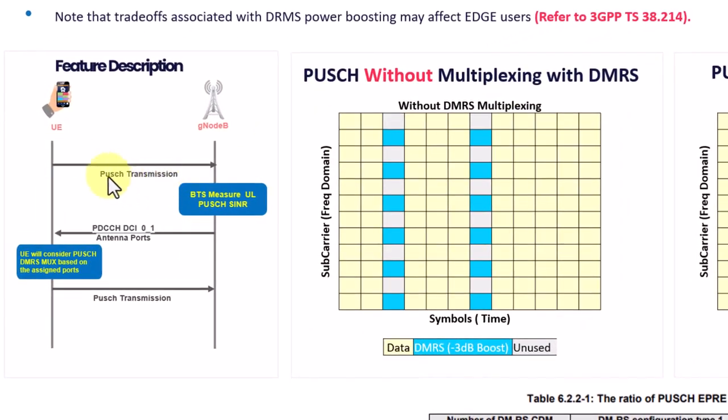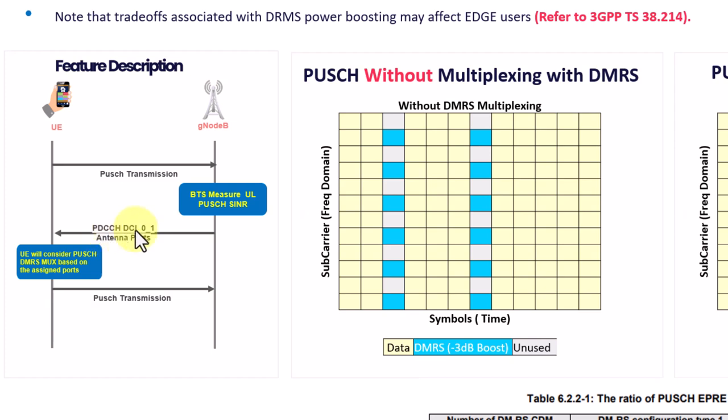So for example, assuming this is the feature description, when the user starts the PUSCH transmission, the gNB will start measuring the uplink PUSCH SNR. If the uplink PUSCH SNR is greater than a particular threshold, let's assume you give the threshold for the feature around 10 dB or 15 dB, and the user is having 10 dB, 20 dB SNR. So in this case, the gNB would decide to use multiplexing because the user has a good SNR above the configured threshold. So it will instruct the user through sending a PDCCH DCI. There is no significant signaling overhead because there is no RRC configuration needed for this.